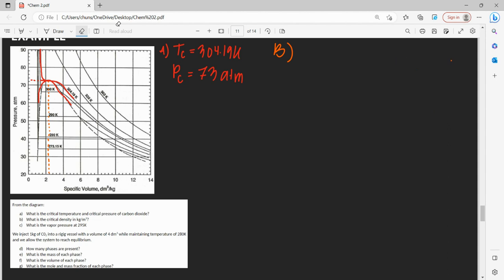Okay, so right off our graph, our specific volume is about 2.2 decameters cubed per kilogram. We know that 1 over our specific volume is equal to our density. So this is equal to 1 over 2.2, and that gives kilograms per decameters cubed. 1 divided by 2.2, 0.45.